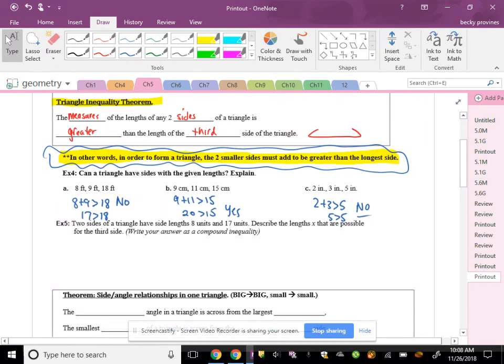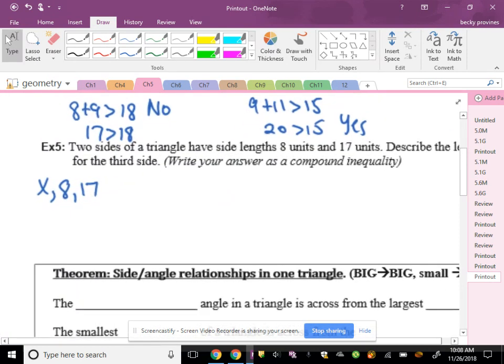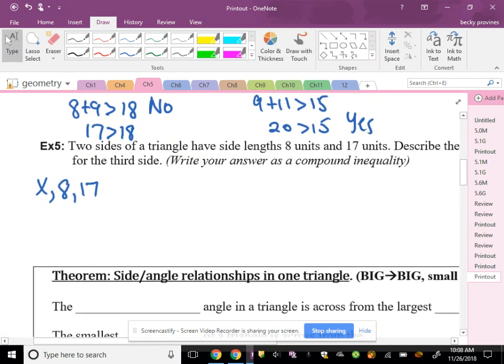So two sides of a triangle have the lengths of 8 and 17. Describe the length of x. Okay, so there's a lot going on here. We have three sides. We don't know one side. Now, I'm just going to show you the long way, and I'm going to show you the short way. We have no idea if x is the longest length, the medium length, or the shortest length. So you're going to have to write a range. The third side could be a range of things.